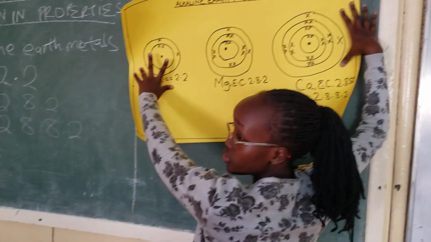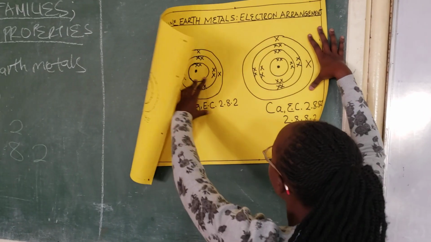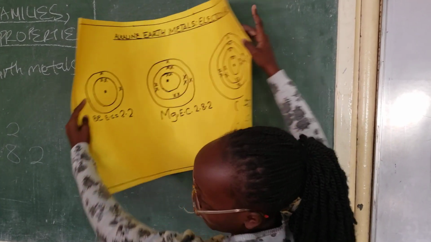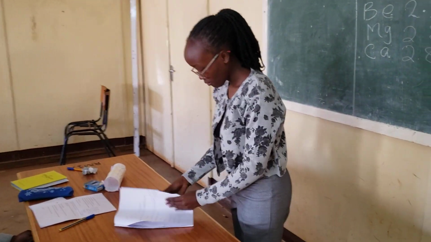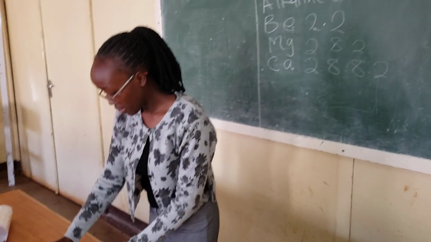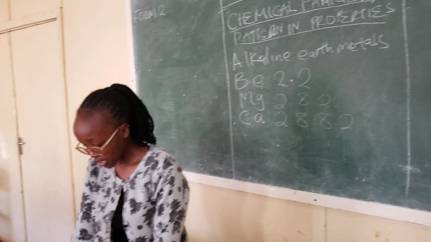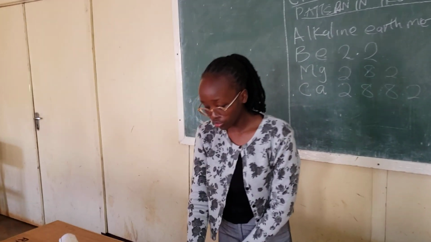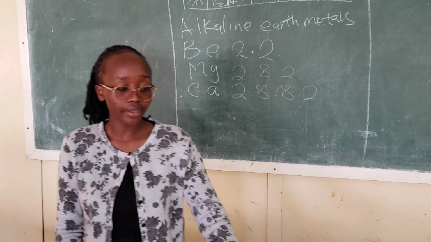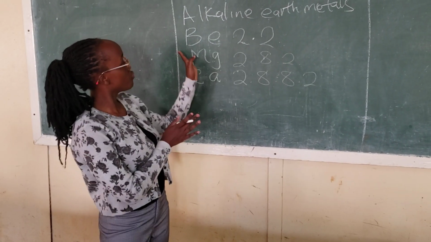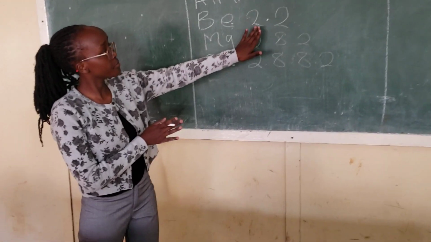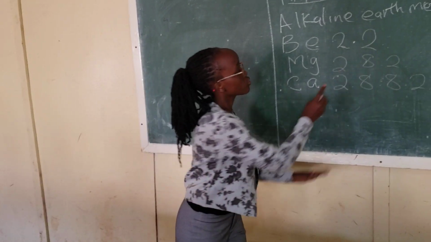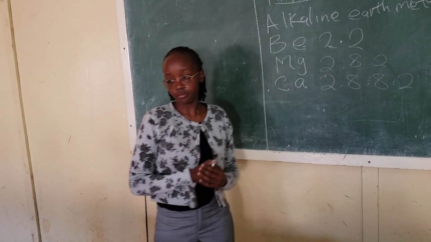Concentrate. For beryllium, we have 2 electrons in the outermost energy level. Same for magnesium and calcium. Having seen the chart, I want you to draw the atomic structure of beryllium, magnesium, and calcium, distributing the electrons in their energy levels correctly, as I go around and check them.